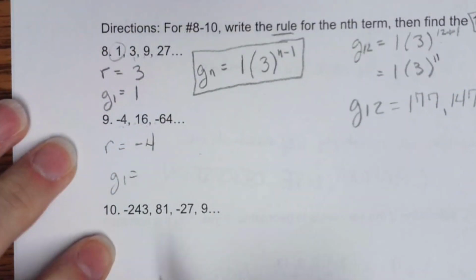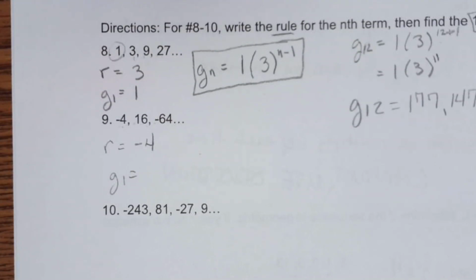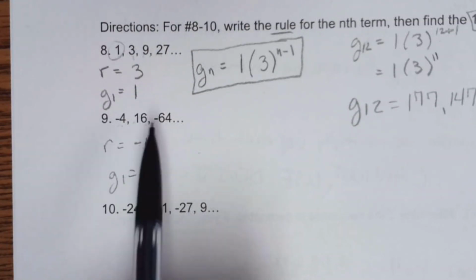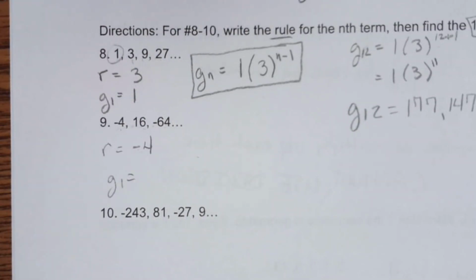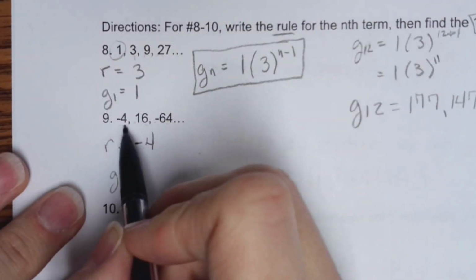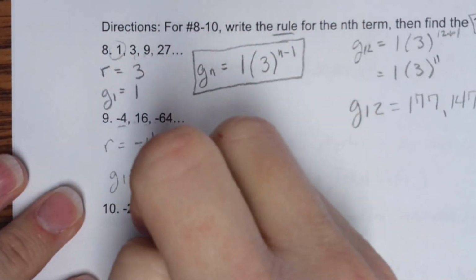If you're not sure, go ahead and try it in your calculator. You've got negative 4 times negative 4 gives you a positive 16. Positive 16 times negative 4 gives you a negative 64. So you can always test those out by plugging it in your calculator. Okay, if you can't do it in your head or you're not familiar with it, do that, please. What is my first term? My first term is this negative 4.